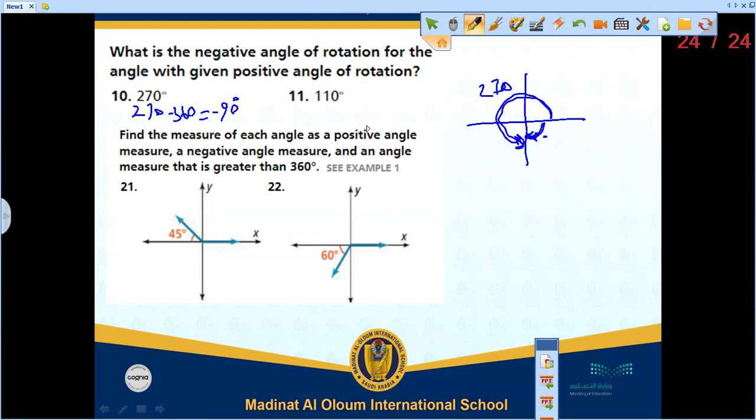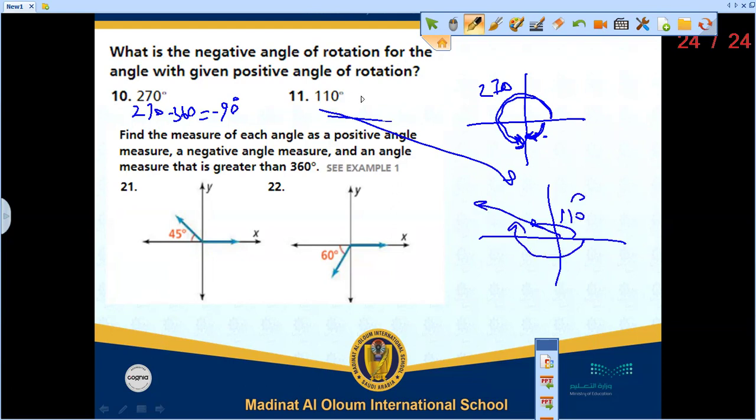Then the other one, 110. I moved here 110. Look, what is the negative measure? I would make 110 minus 360, which makes negative 250. Be careful, you must write negative.